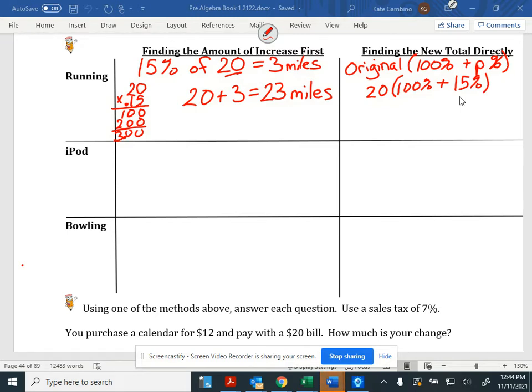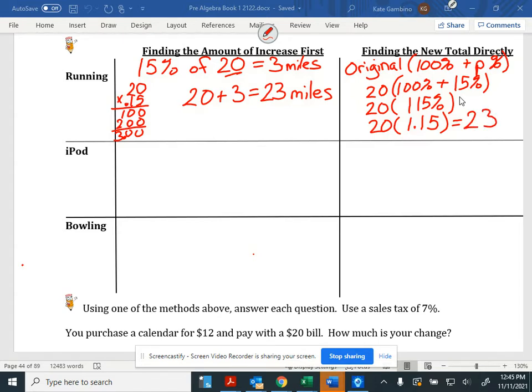So now we're going to add our percentages together because we do our parentheses first. 100 plus 15 is 115% times 20. So 20 times 115% equals, well, 115% is the same as saying 1.15. 20 times 1.15 equals 23.